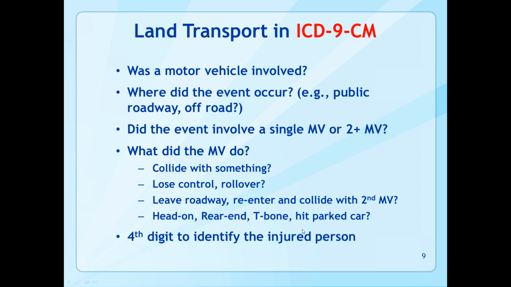So I'd like to move into the next topic now, which is looking at the transportation codes in a bit more detail. For those of you who might have attended part 1 of this webinar series, you might remember that I went over several decision trees that have been developed to help with coding motor vehicle traffic events in ICD-9-CM. And to use those decision trees, you had to consider a variety of things, such as whether a motor vehicle was involved, where the event occurred, did the event involve a single motor vehicle or more than one motor vehicle, and then what happened? I mean, did the car collide with something?